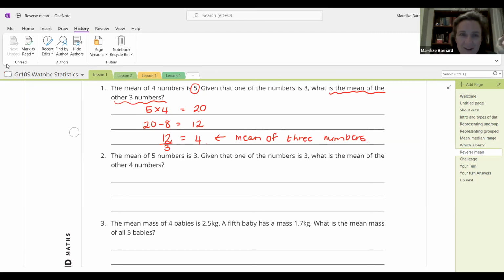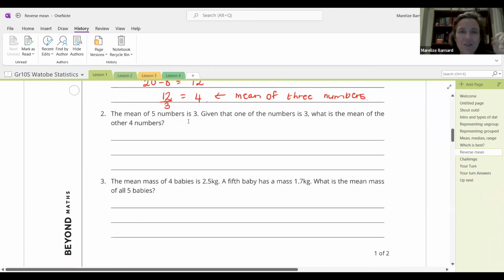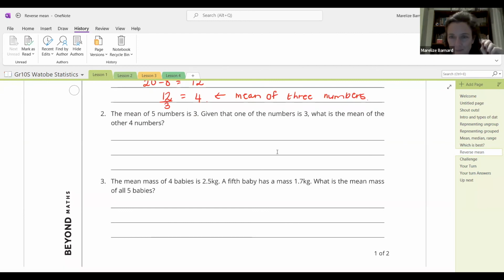Okay, let's try another one. Number 2: the mean of 5 numbers is 3. Given that one of the numbers is 3, what is the mean of the other 4 numbers? This could easily come up in your exam, Bonolo, because it's just asking it a little bit differently, especially as a challenge or problem-solving question. And this class, I know, loves a challenge.